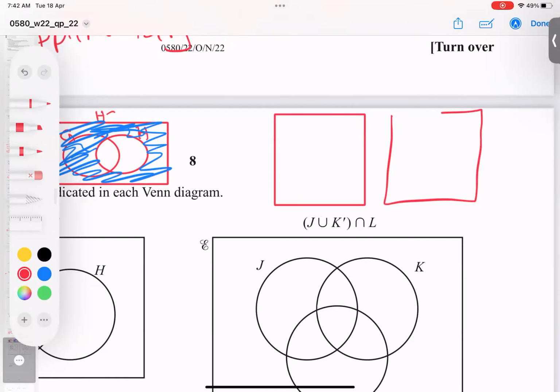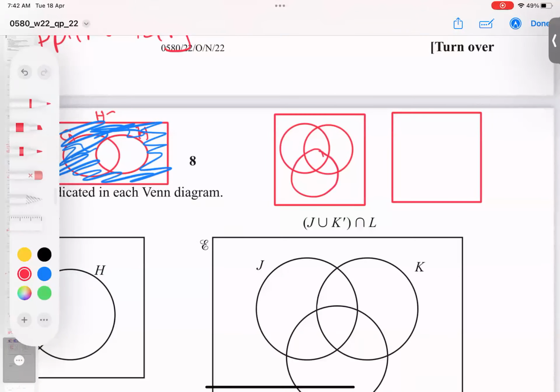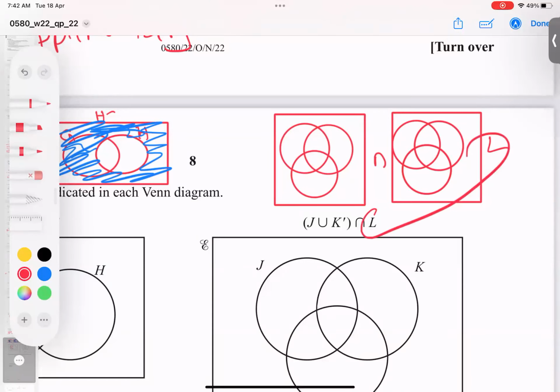So we can make this kind of diagram. The examiner will not mind if you leave the working there or you erase it. Now I'm writing here L. This L comes from here. This intersection comes from here. Now J union K complement.